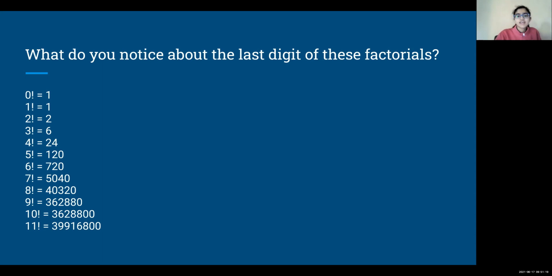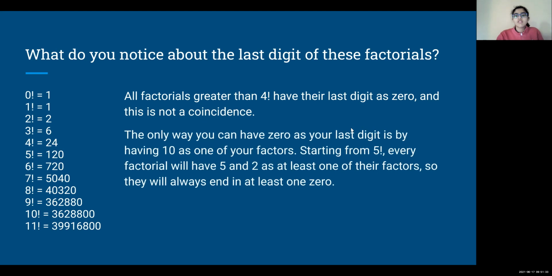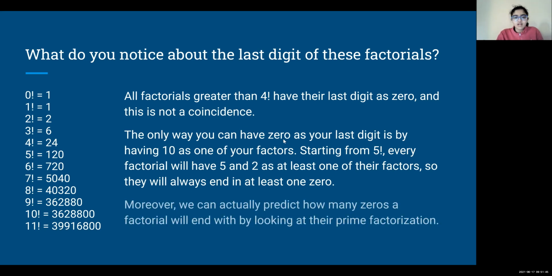They end in 0 after 5 factorial. Since all factorials greater than 4 factorial have their last digit as 0, and this is not a coincidence. The only way you can have 0 as your last digit is if you have 10 as one of your factors. Starting from 5 factorial, every factorial will have 5 and 2 as at least one of their factors, so they will always end in at least 1 zero.